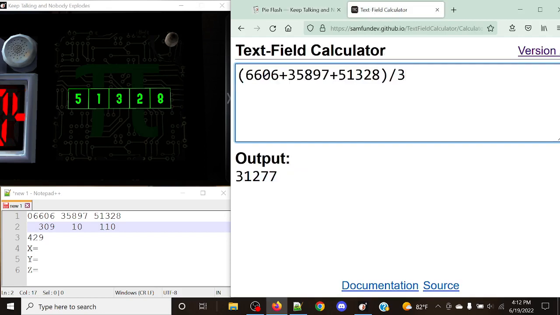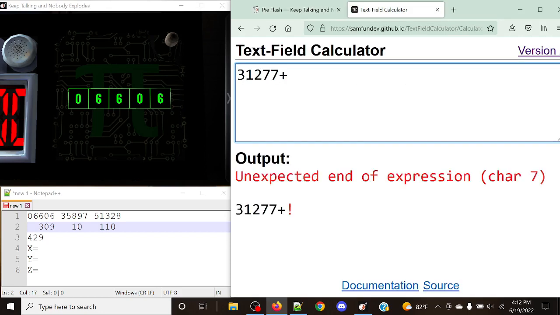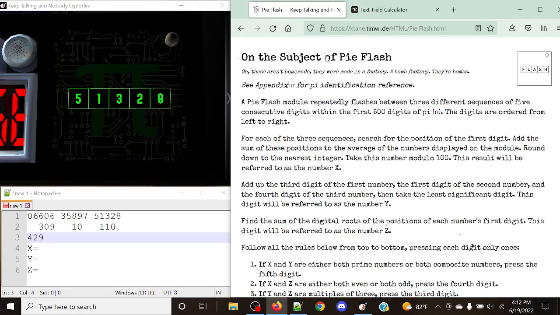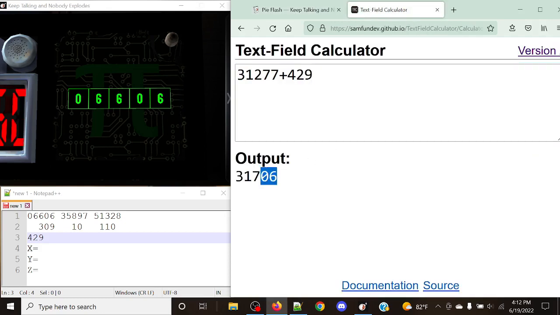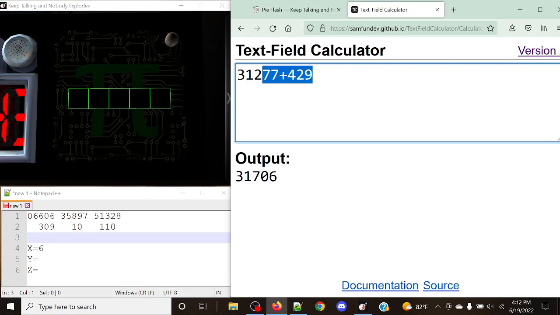And now we're going to add 31277 and we're going to add 429, in this case the sum of the positions. And now, to make this simple, we're going to take this number modulo 100, or in this case take the two least significant digits, in this case 0, 6, or simply 6. Okay, and that is x figured out. This is our number of x.